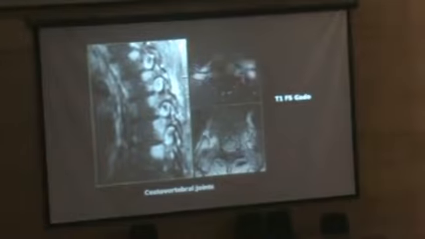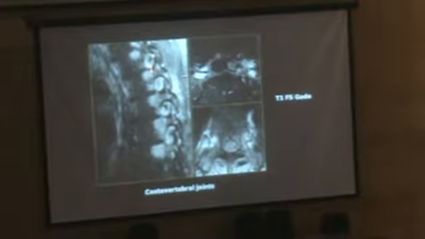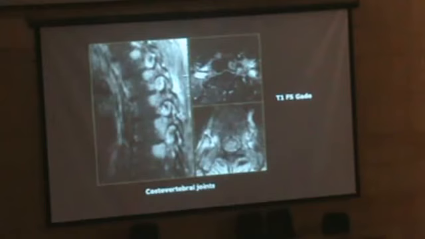To show an involvement of other synovial joints in the spine, so the costovertebral joints, you can see inflammation all the way on the sagittal plane and the axial planes. All of those are T1 fat suppressive gadolinium sequences.